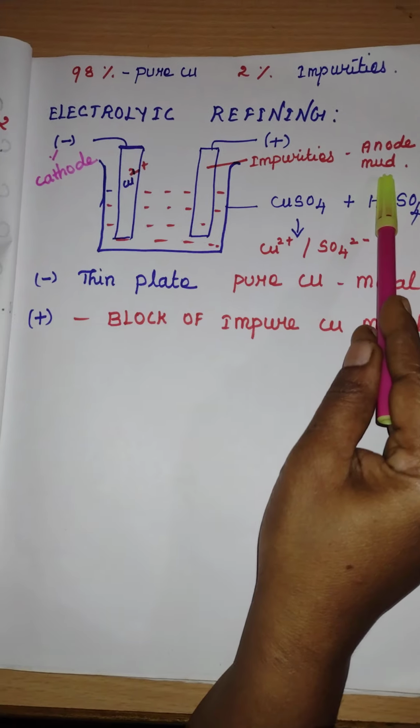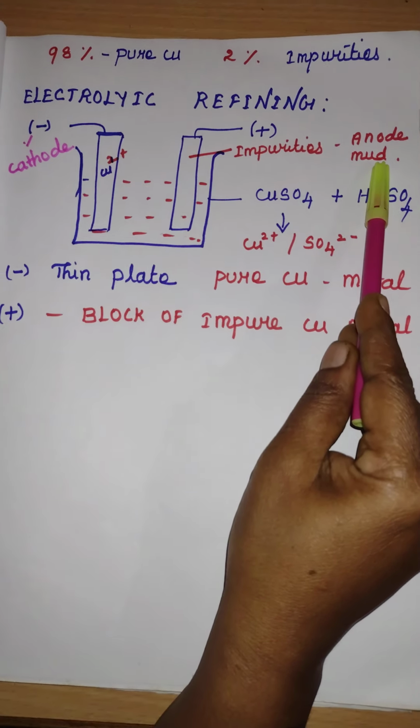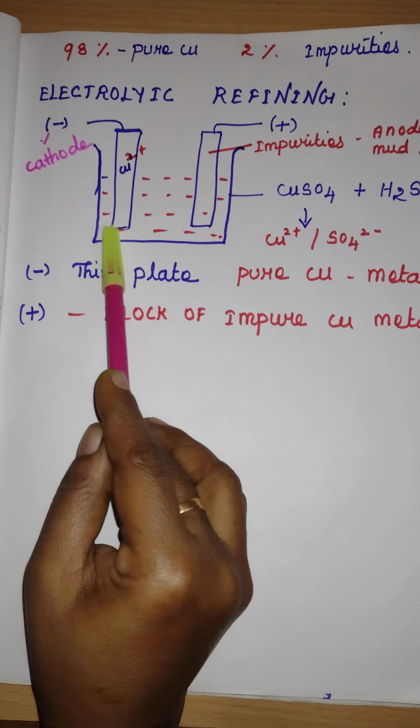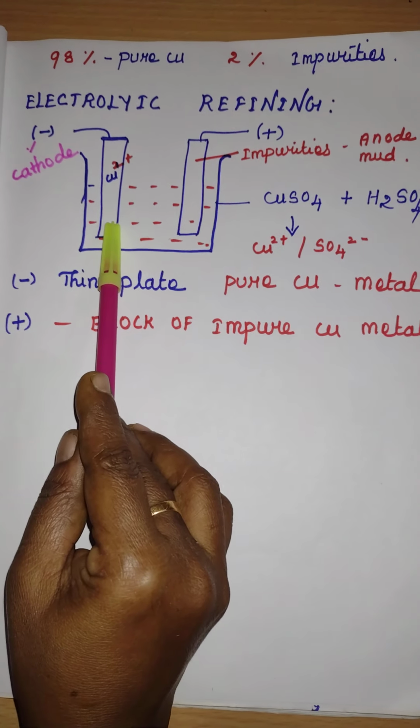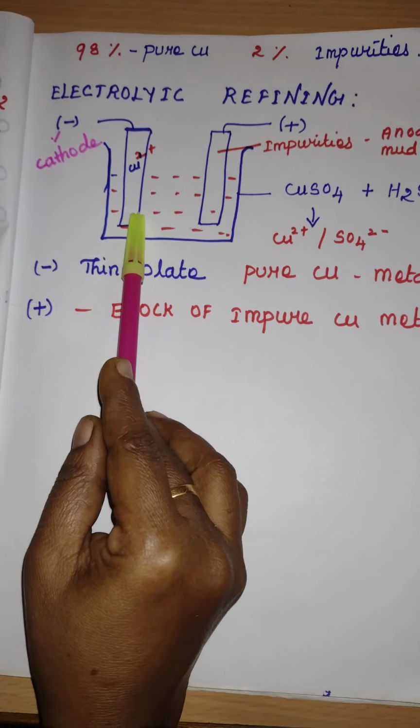That is called anode mud. Then this pure copper is 100% purity. So that is the extraction of copper. Okay, thank you.